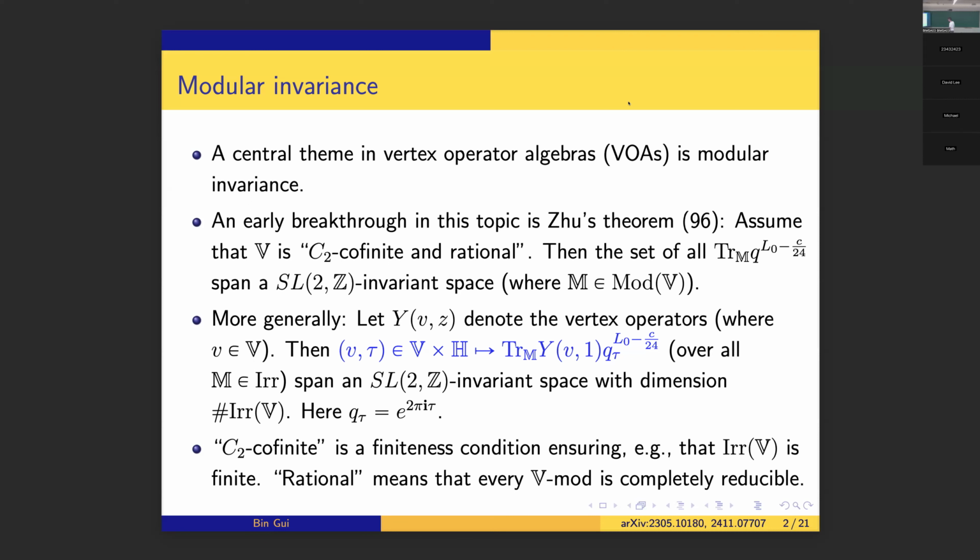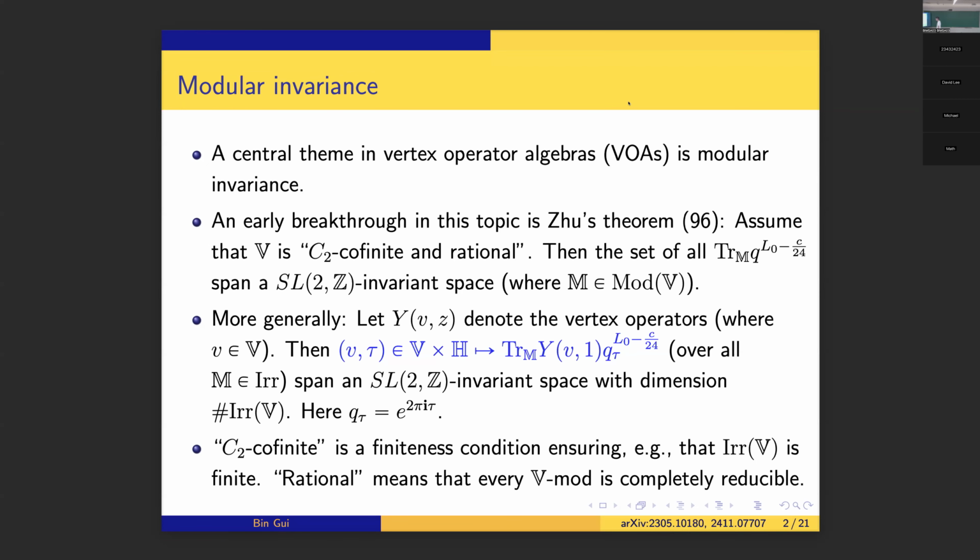The advantage of working with this space instead of the characters is that, for different choices of irreducible modules, the characters are linearly independent, but here they are not necessarily linearly independent. So in some sense this has better mathematical behavior, which is why it is better in VOA theory. If you work with the theory, it is better to work with this one. But if you want to do explicit calculations, then you probably will start by looking at the characters.